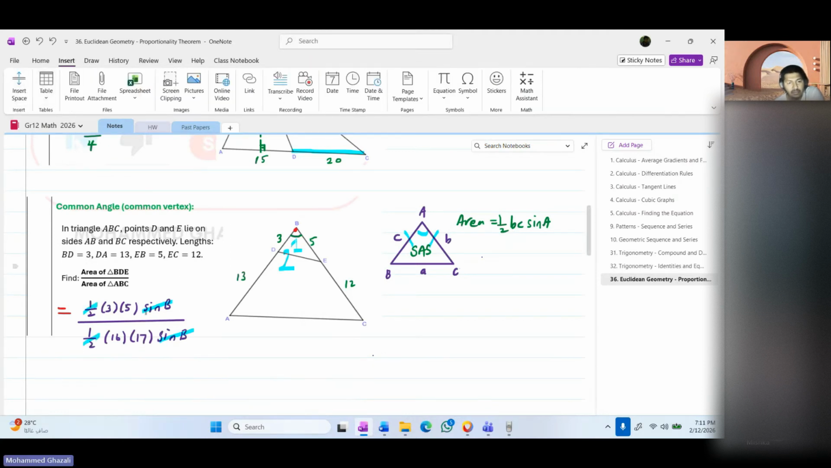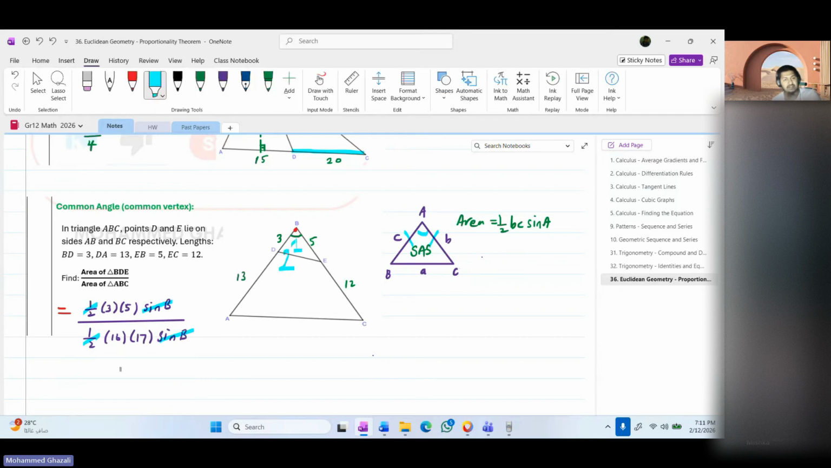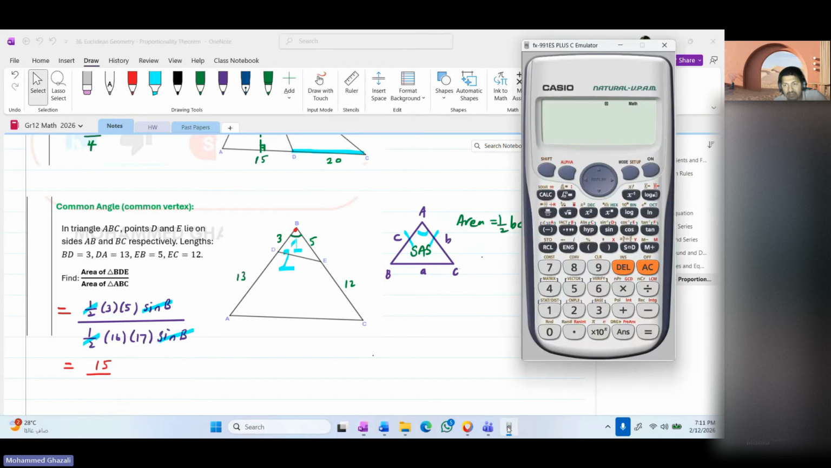And now we can get the answer. 3 times 5 is 15. So now we have 15 out of 16 times 17. I'm just going to use the calculator for that. You're allowed to use a calculator, so use it. 16 times 17, I'm getting 272.